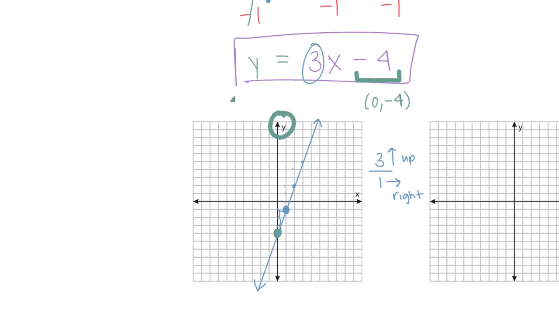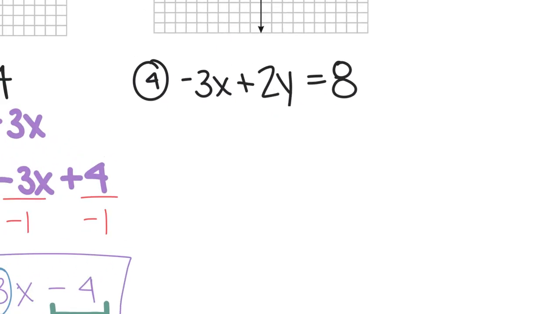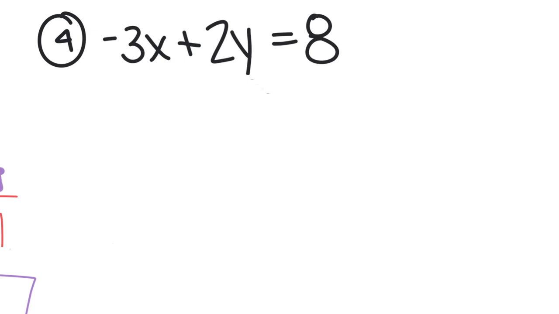All right, let's try one more like that. So if I'm asked to graph this, I want to get y by itself, get it in slope-intercept form. So I'm going to bring that x term to the other side. It's negative, so I'm going to do the opposite and add.